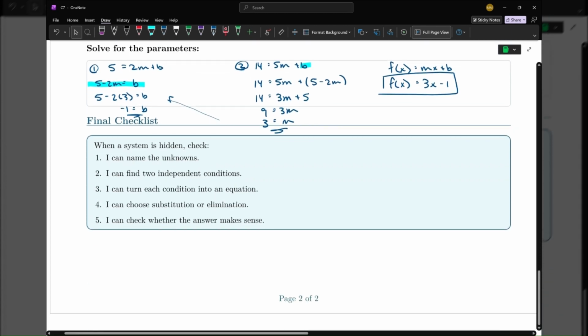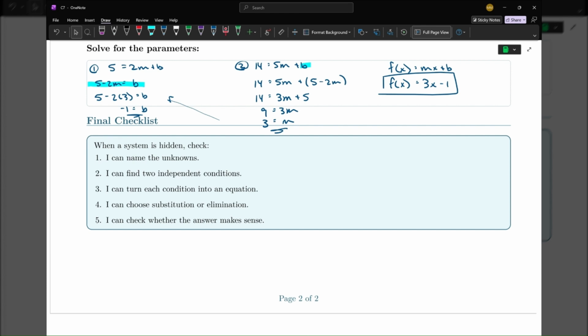So a little checklist to wrap up. When we have these hidden systems, what we're looking for is, can we name those unknowns? And then really importantly, number 2 is, can we find those 2 independent conditions, right? So it passes these 2 points, or whatever those may be. From there, you just turn each of those conditions into an equation, and then you have 2 unknowns with 2 equations, and then substitution or elimination. And you can check if the answer makes sense. Those wordy problems, it's going to come to you. But yeah, feel free to verify if you need to.